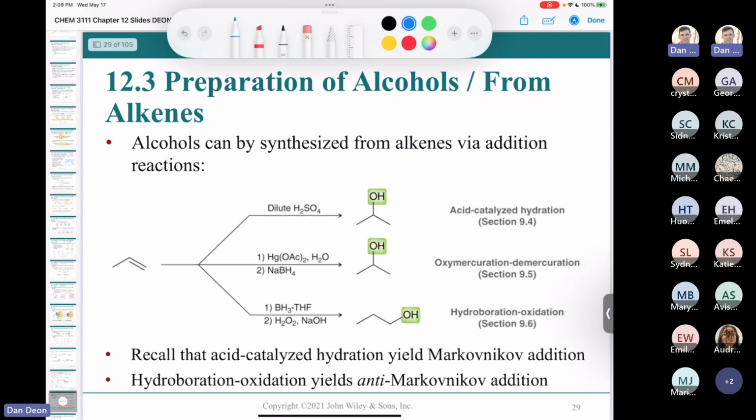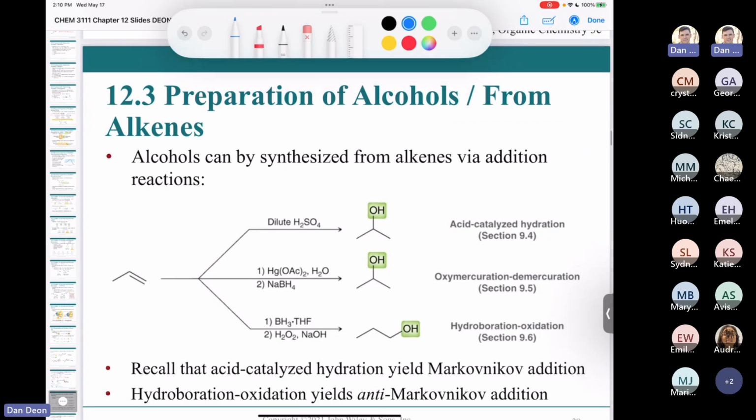All right, so let's move into section 12.3. The good news is section 12.3 is review. These are all things that you learned back in Organic Chemistry 1. These are all reactions that you saw back in Organic Chemistry 1. So the first way that you would have learned to make an alcohol would be with dilute sulfuric acid. And if you just put H3O plus, that works for me. Any kind of strong acid in water is going to give you a Markovnikov addition of water across a double bond. So we call that an acid catalyzed hydration.